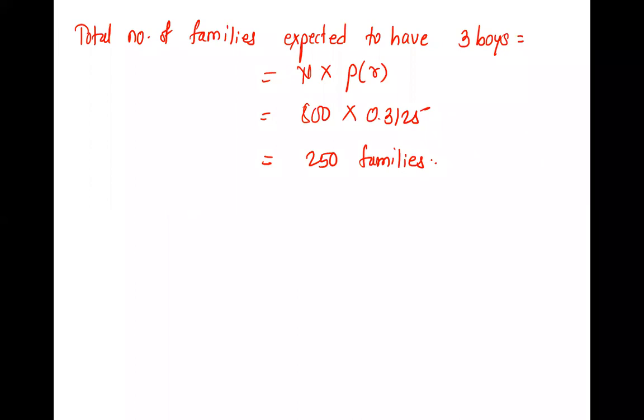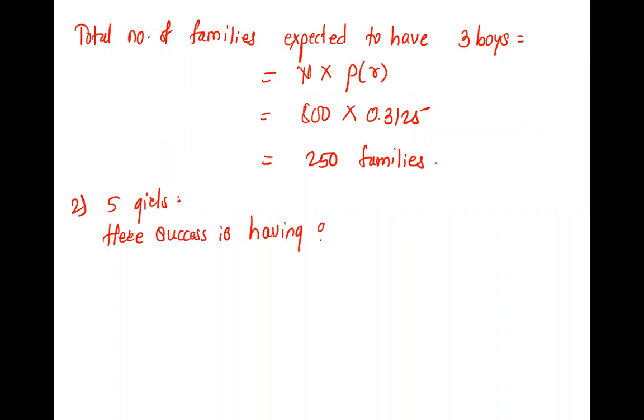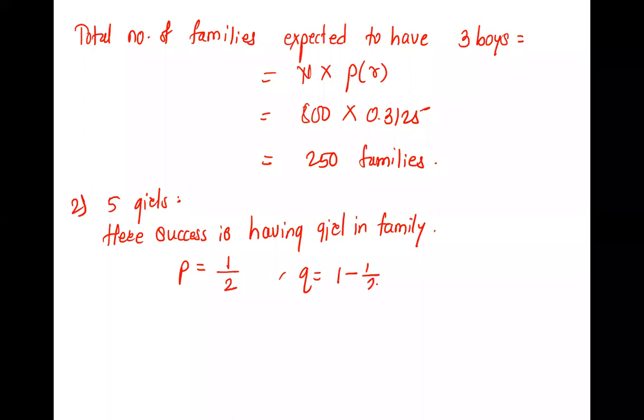Second question now. 5 girls. What is the success? Success is having a girl in a family. So what is P? Is it again 1 by 2? Total outcomes are again 2, boy or girl, out of which we want girls, so P is 1 by 2. Q is 1 minus 1 by 2, that is, Q is also 1 by 2.